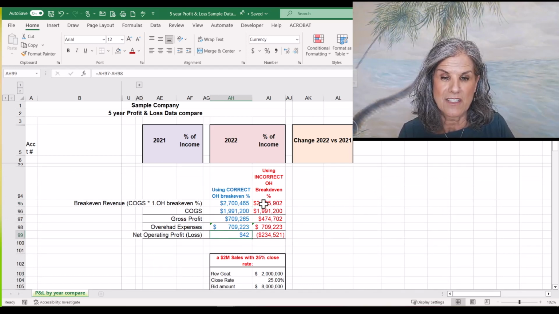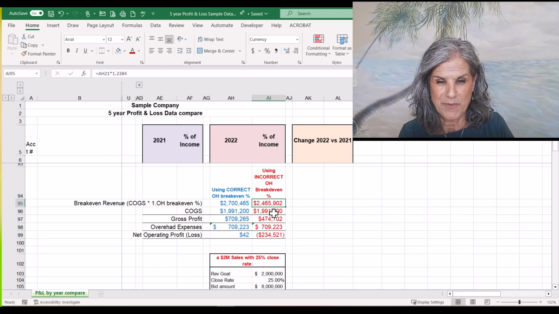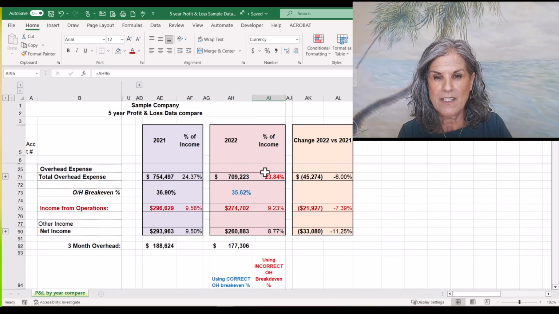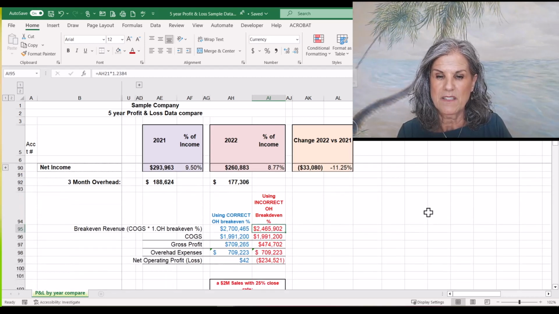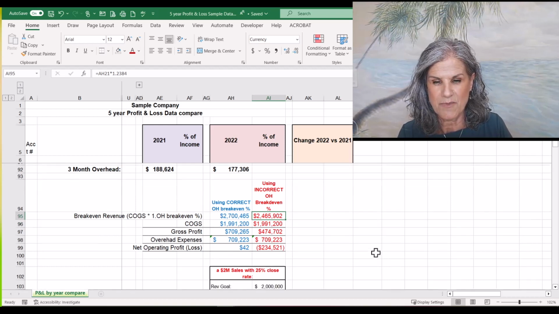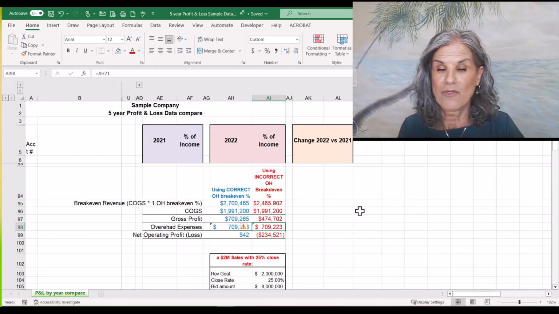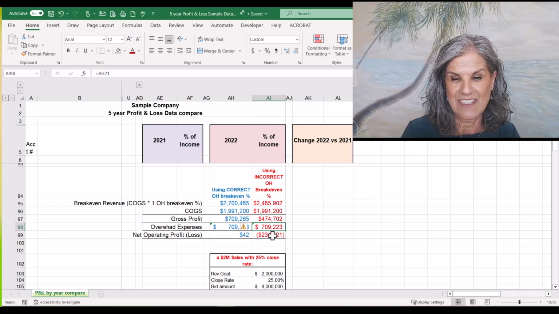Now imagine if you use the incorrect number. Same cost of goods sold, but instead I'm going to mark it up by this 23.84%. That gives me a contract price of $2,465,066. Difference between those two numbers, gross profit dollars, would be $474,000. My overhead $709,000. I just lost $234,000.